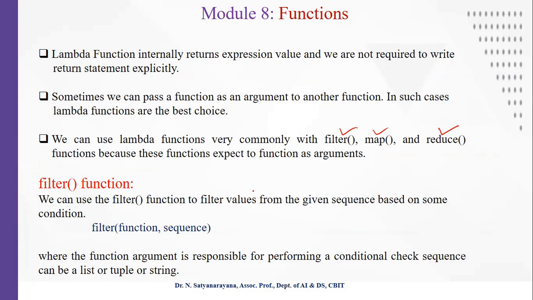But in case of lambda functions, the lambda function will automatically return the value from the place where it is defined. So let us look at the usage of this lambda function with respect to the filter, map, and reduce methods. The filter is normally used to filter the values from the given sequence based on some condition. For example, if I define the function and the sequence is a sequence of natural numbers, then I want to filter these numbers, only even numbers or odd numbers.